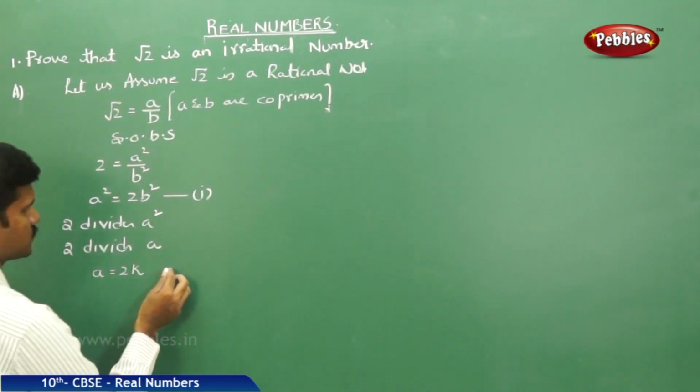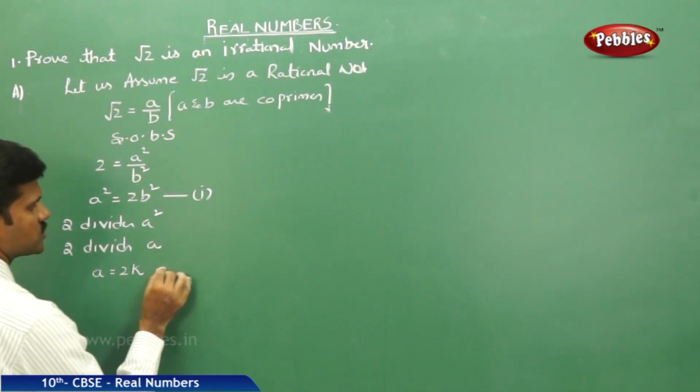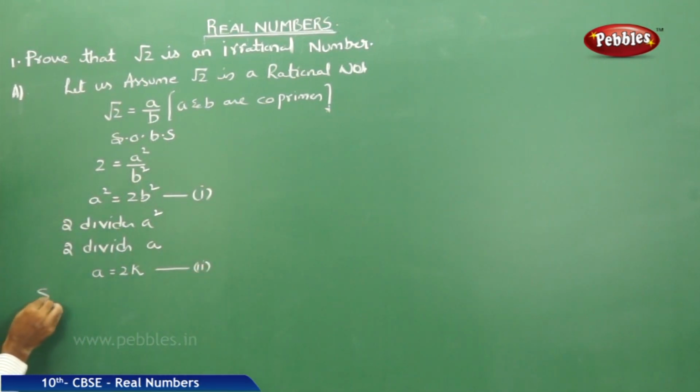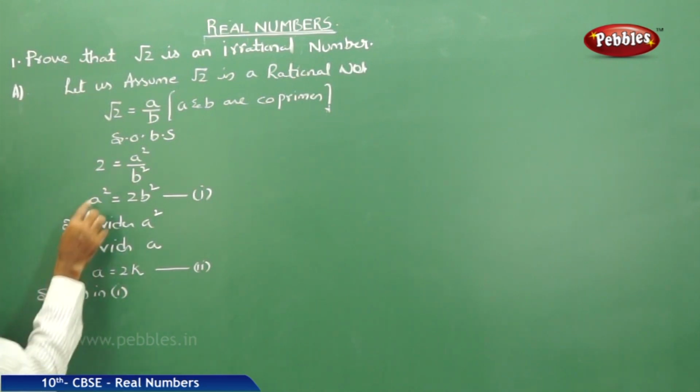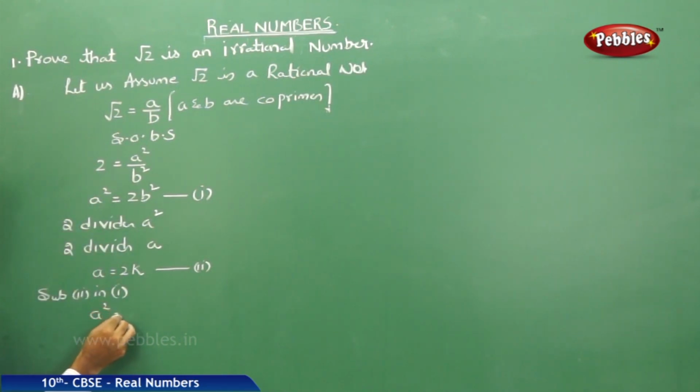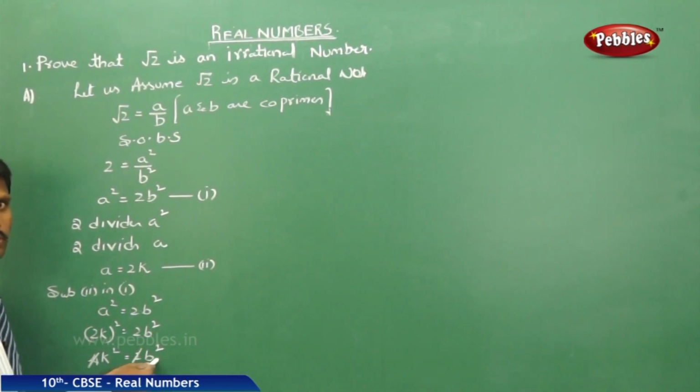Now substitute a is equal to 2k. This is equation 2. Now substitute equation 2 in equation 1. That is, in a square is equal to 2b square, a is 2k, so 2k whole square is equal to 2b square. That is 4k square is equal to 2b square. Therefore the 2 cancels from the 4, and 2k square is equal to b square.